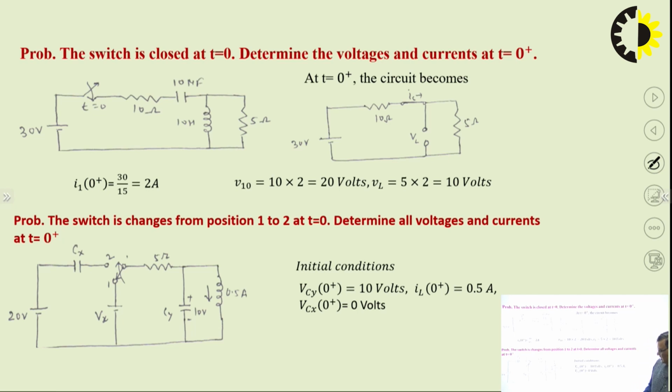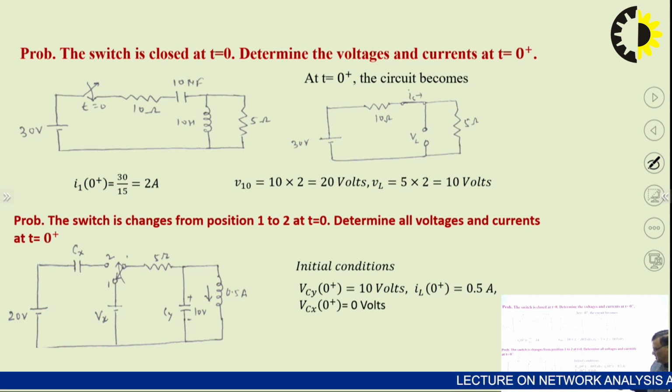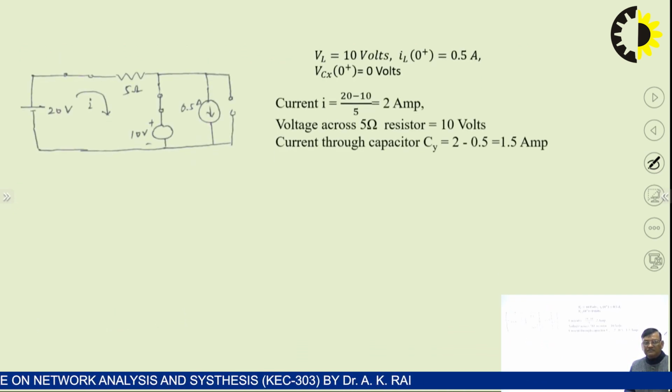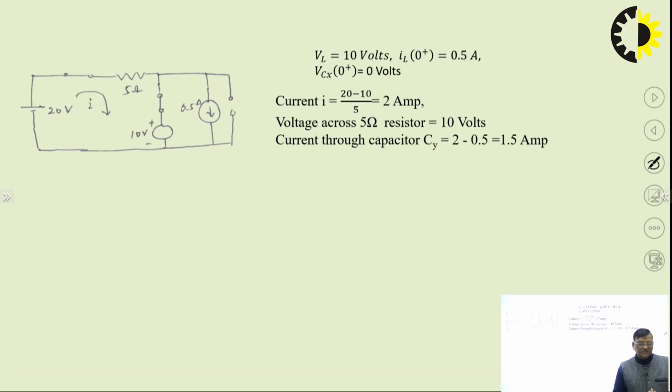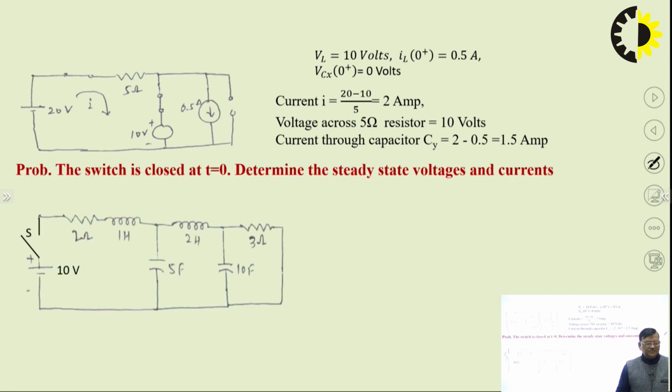So, for the given circuit, initial conditions are VCY(0+) is 10 volts, IL(0+) is 0.5 ampere and VCX(0+) is 0 volt. This way we can find the VL. So, the important thing is you have to draw the circuit at t equal to 0+ and t equal to infinity, and then on simplification we can get the initial conditions or final conditions for the given circuit.